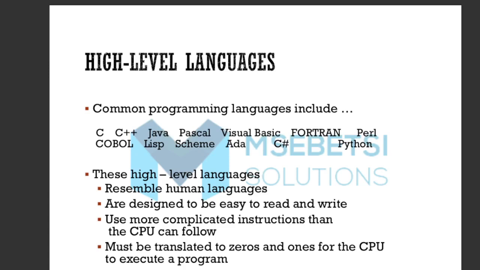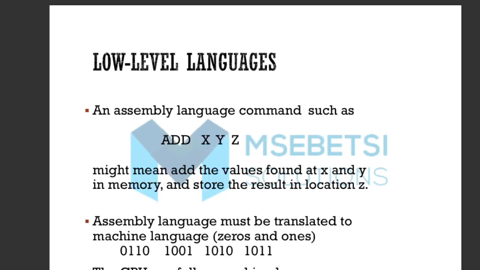And then we move on to low-level languages. An assembly language like add X, Y, Z is simple. It just means add X, Y, and Z, right? But the programming language needs to translate that into machine language. And add could mean 0110. It's not going to be written in English. You see, I'll get into more detail as we go so that you can understand.